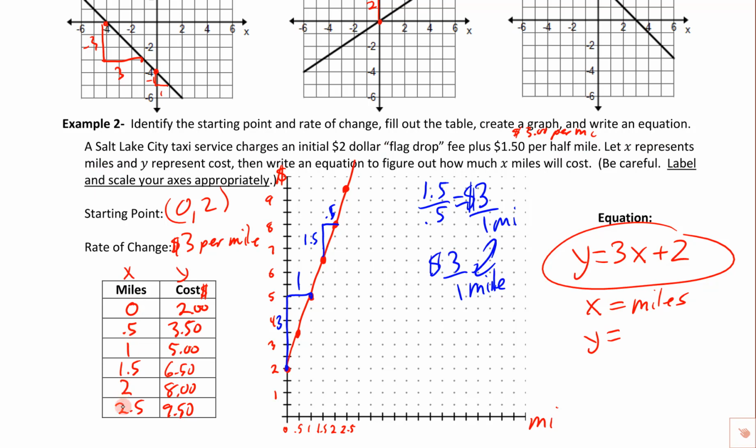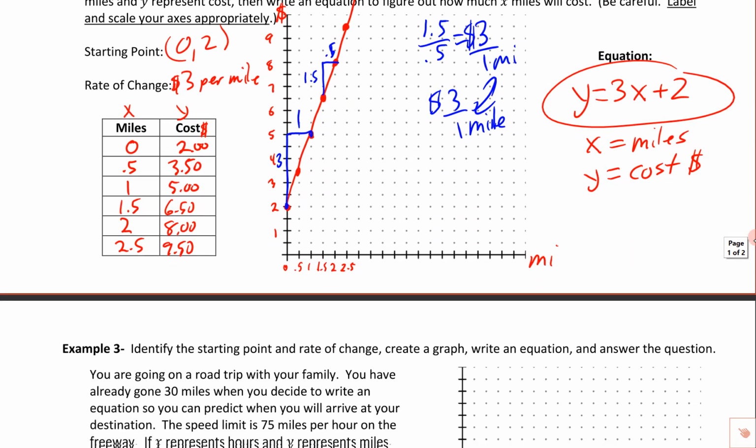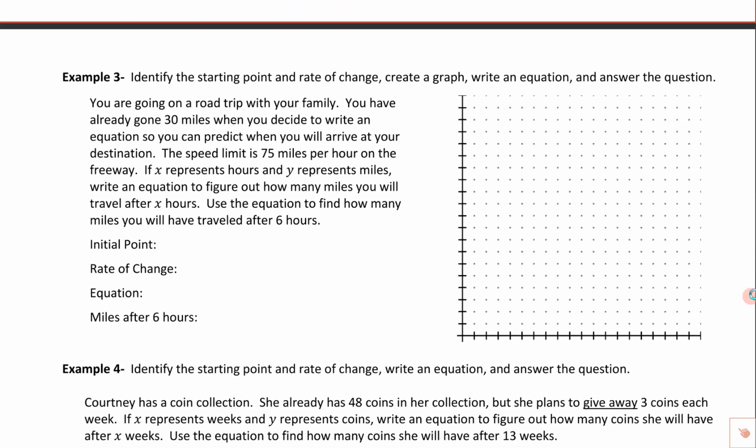We also transferred that down here. And y represents cost. Y represents dollar cost. Okay? All right. So that's how we take the context of a problem and we write down a linear equation for it. And we'll get quicker as things go on here.